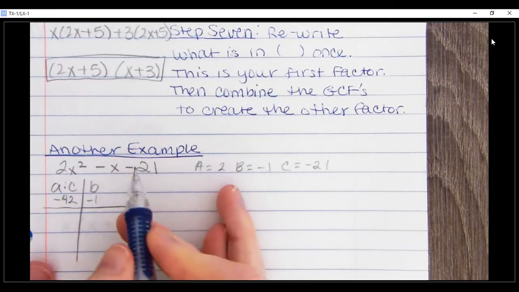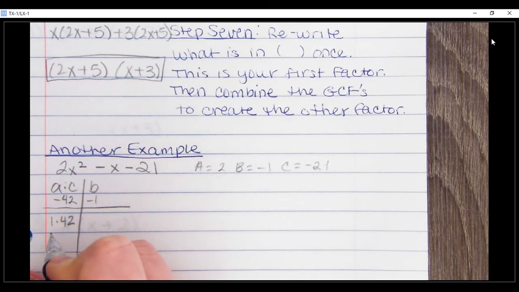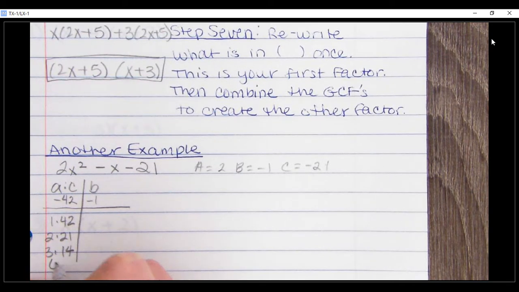So my factors of negative 42 are going to be 1 and 42, 2 and 21, 3 and 14, and 6 and 7.